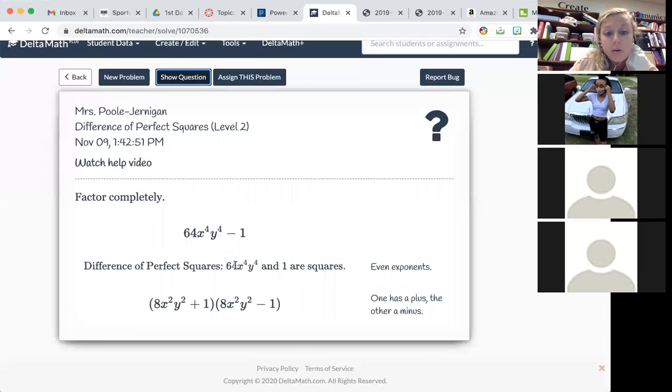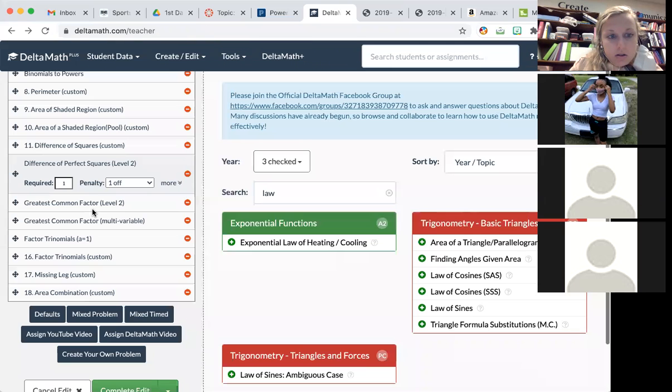They said the square root of 64 would be 8 times 8, which is right. 1 would break down into 1 times 1. And if you had x to the 4th, that means x squared times x squared, and y to the 4th would also be y squared times y squared. So they got 8x squared y squared plus 1 and 8x squared y squared minus 1. Are y'all okay with that one? I'm going to keep rolling unless y'all got questions.